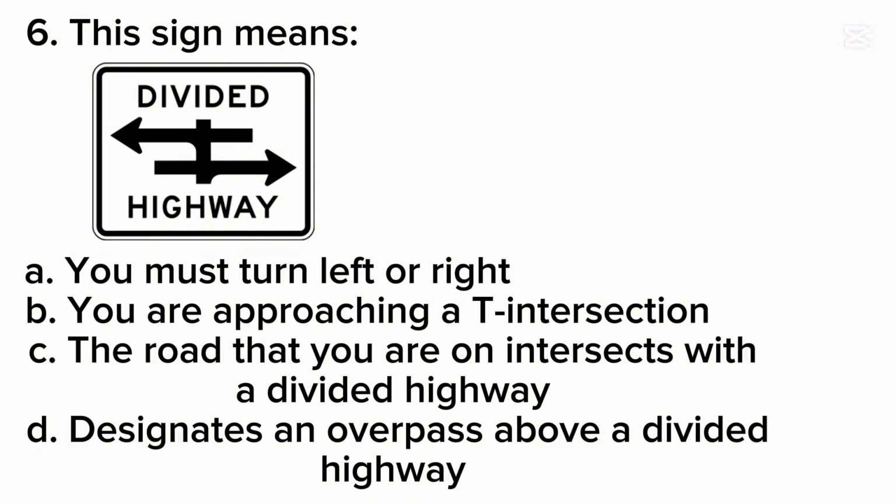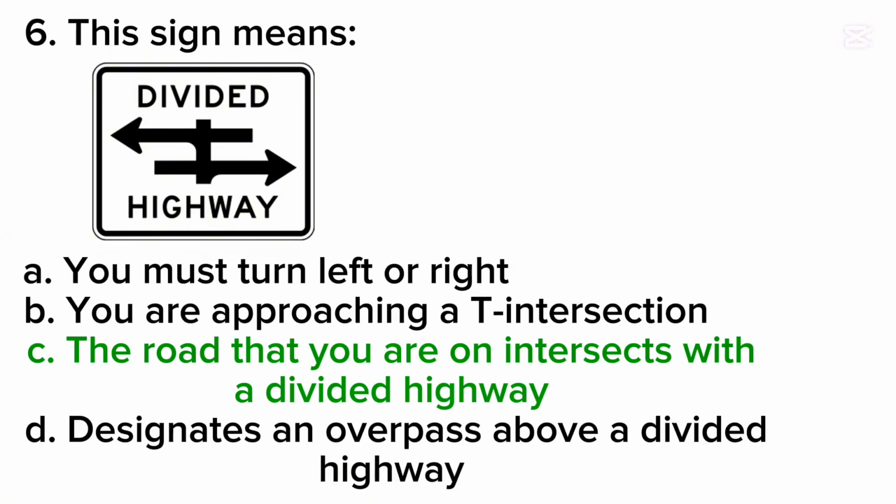Question number 6. This sign means. What is this sign called? A. You must turn left or right. B. You are approaching a T intersection. C. The road that you are on intersects with a divided highway. D. Designates any overpass above a divided highway. Let's write. The correct answer is C. The road that you are on intersects with a divided highway.